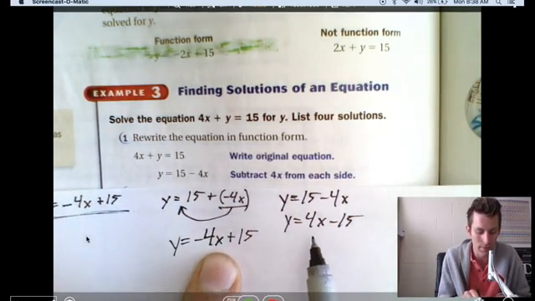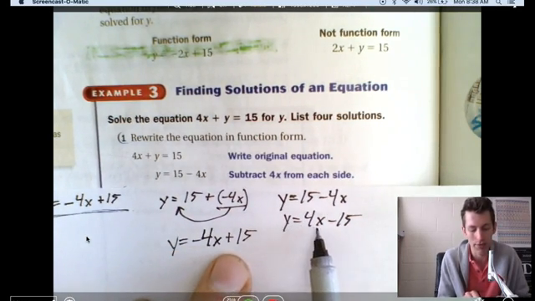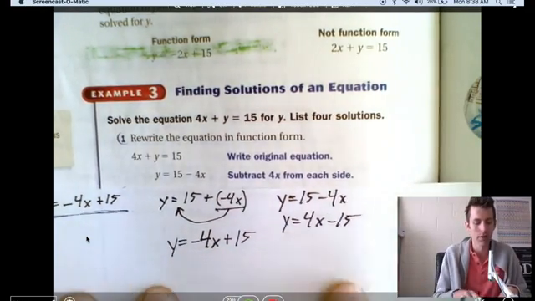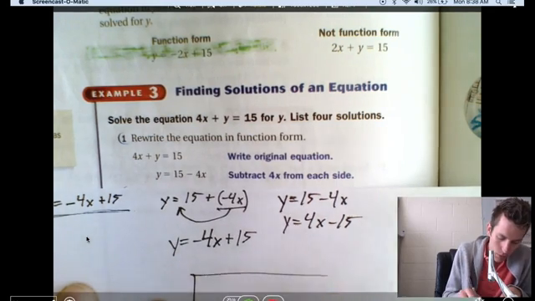And aren't these different? This one says y equals negative 4x plus 15. This one says y equals 4x minus 15. They are very different. So now we've got to talk about solutions. Well, let's just do a table here.